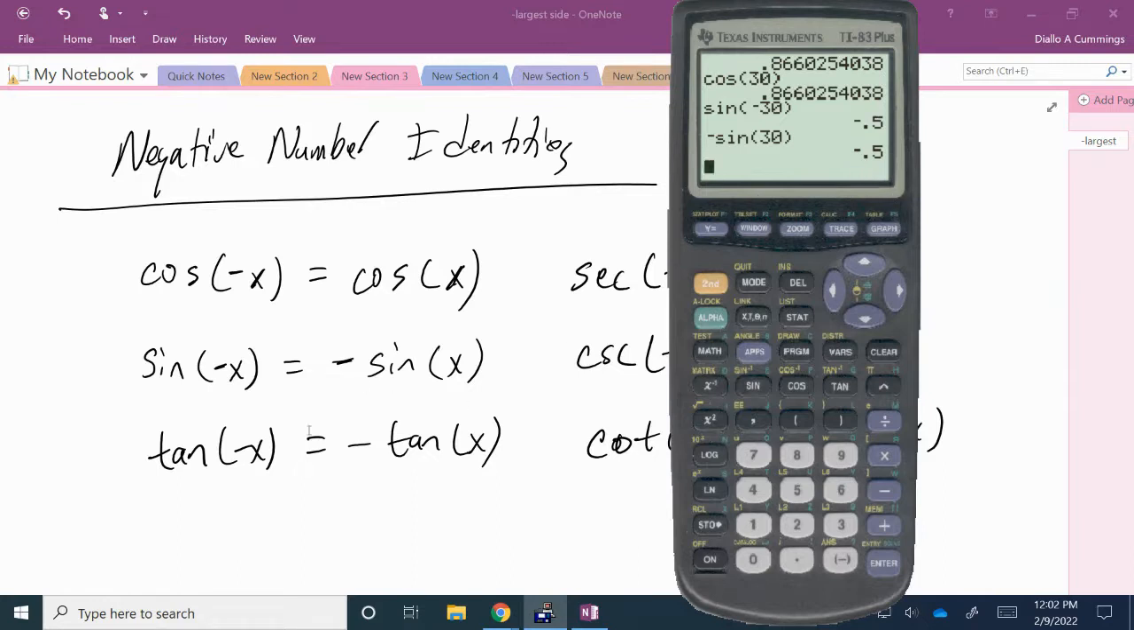And then lastly, we have the tangent of negative x is equal to negative times the tangent of x. So I'm going to use the tangent of negative 30, and I get negative 0.57. That should equal a negative times the tangent of positive 30. Right, and notice I get the same value.